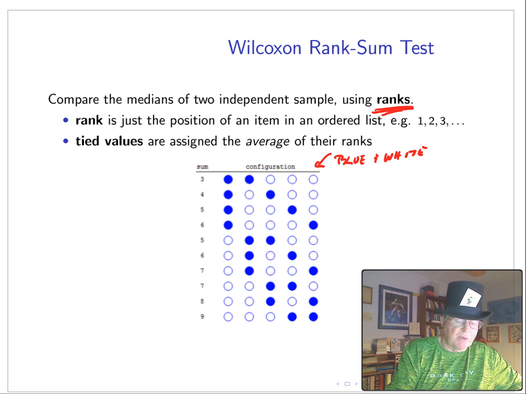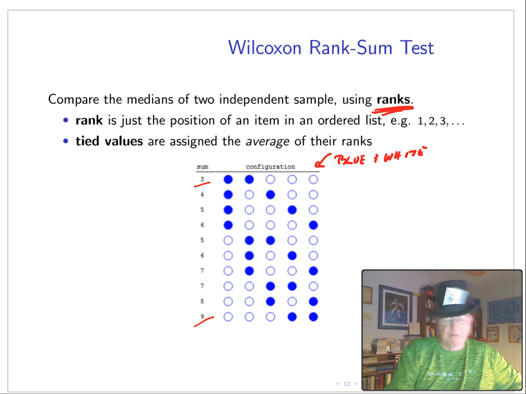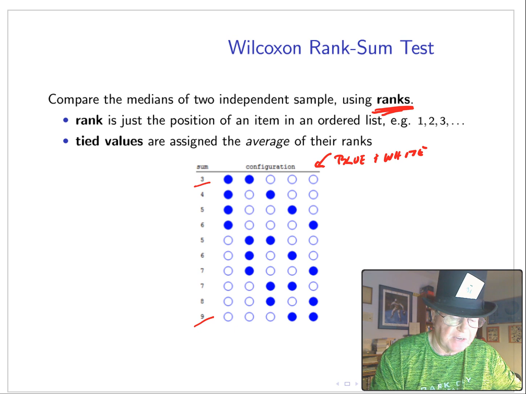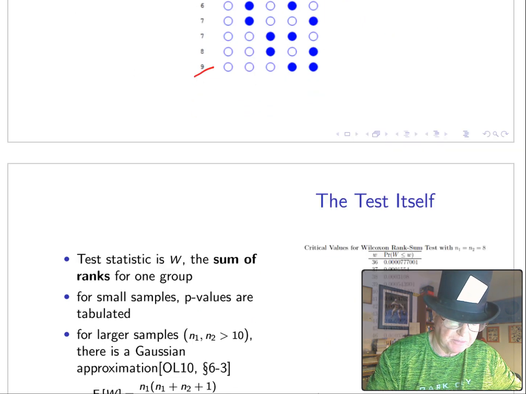What we do is we rank them 1 through 5, independent of group, and then we add up the ranks for the blue group. And so we get a sum of the ranks that ranges from 3 to 9. Obviously, when the sum is 3, blue is ahead of white. When the sum is 9, white is ahead of blue. Let's see how this works to do a test.